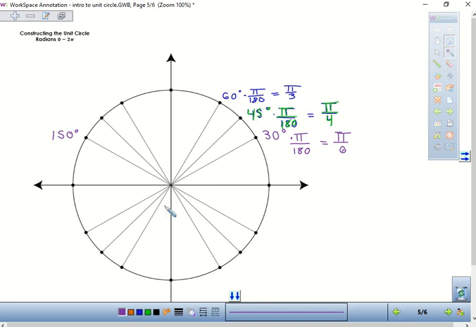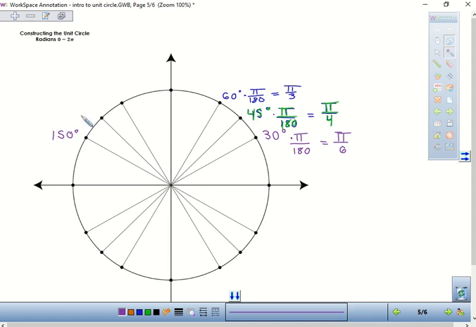Yes? Wait, isn't pi in this situation just equal to 180, since pi over 3 equals 60 degrees? You can, that's a way to convert from radians back to degrees. Yes, that's a shortcut. That's a good observation, yes. Essentially, pi radians is 180 degrees. So yes, sort of, if that makes sense.